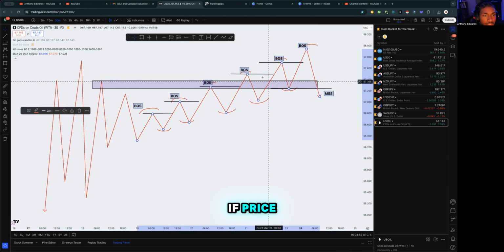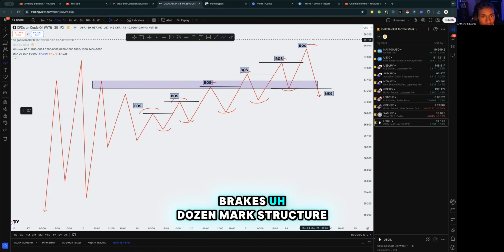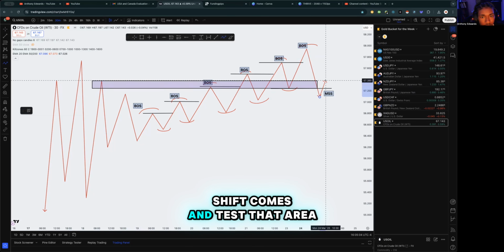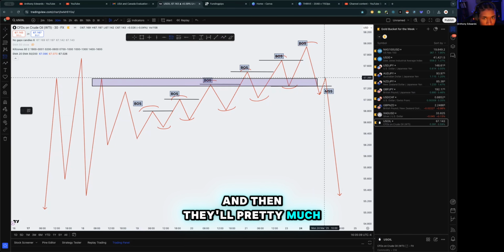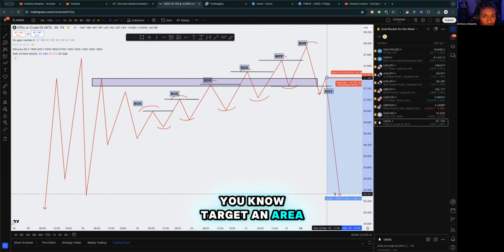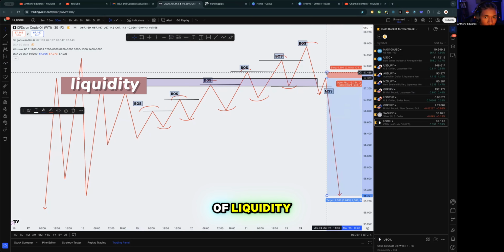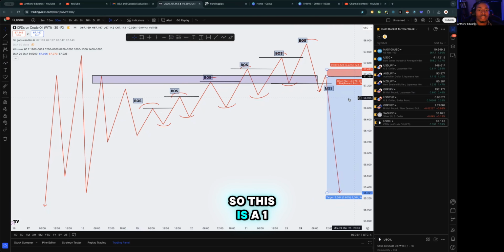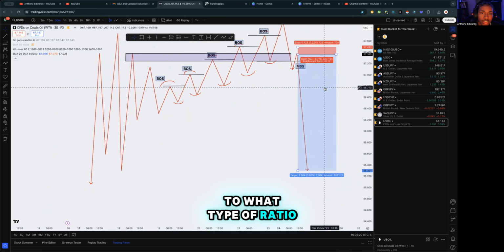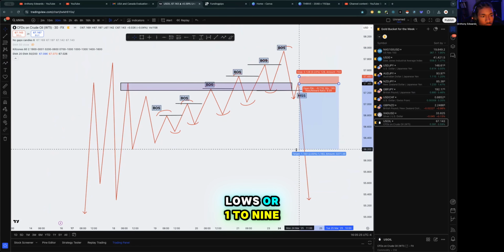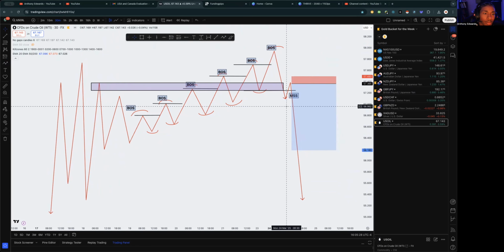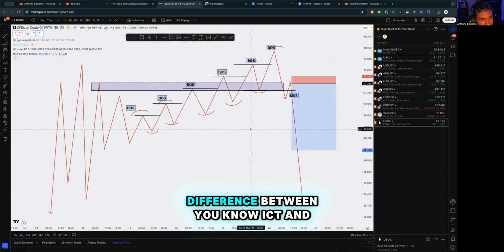And then if price breaks, does the market structure shift, comes and tests that area, then they'll short it. And then they'll target an area that seems like it has a good amount of liquidity. So this is 1 to what type of ratio? Could be 1 to 16 to take out all these lows, or 1 to 9. But yeah, that's the biggest difference between ICT and support and resistance.